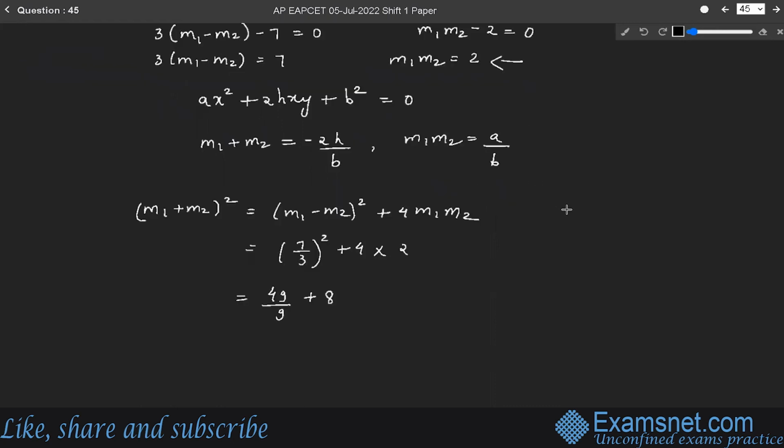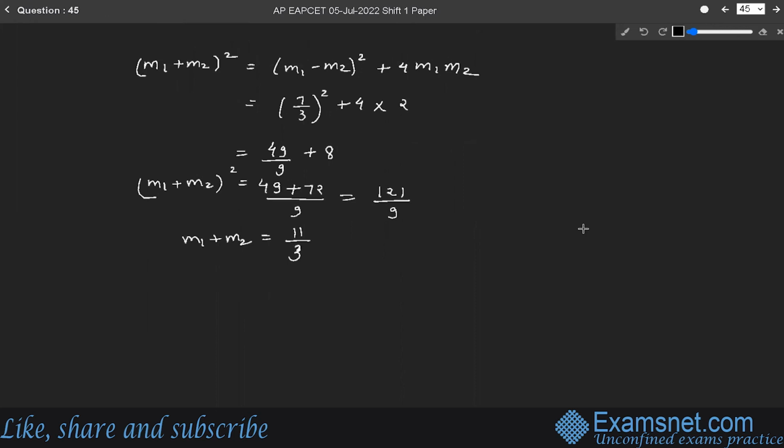On further solving, m1 plus m2 whole square will be equal to 49 plus 72 upon 9, which gives 121 upon 9. Therefore, m1 plus m2 will be 11 upon 3. We know that square of 11 is 121 and square of 3 is 9. Now we have the value for m1 plus m2 and we know that it is equal to minus 2h upon b.